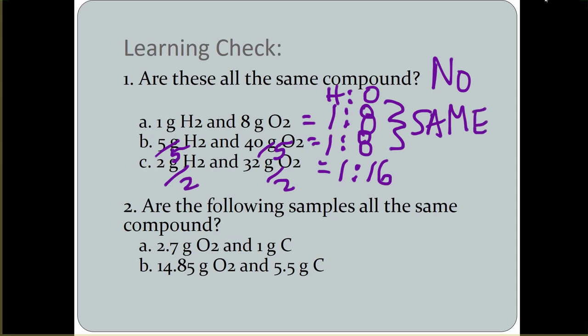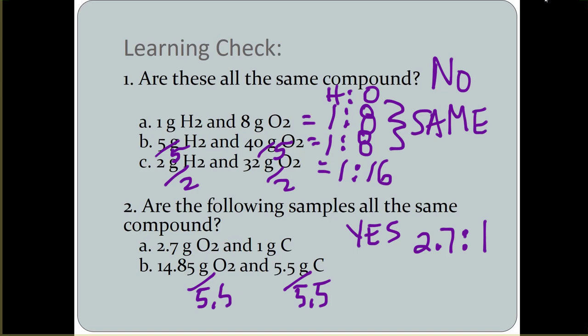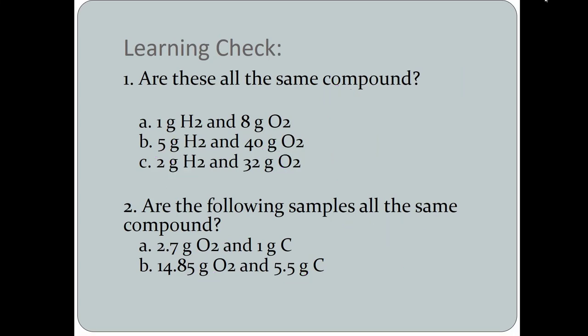So compound C is different, but A and B are the same because they have the same ratio by mass. And let's look at number 2. What did you get for that? You should have gotten that they are the same. So yes, they are the same compound. Notice that we do not always have to have a whole number ratio, and the 1 doesn't always need to come first. So this is a 2.7 to 1 ratio of oxygen to carbon. And if we divide through by the smallest number of the second one, we find that we have the same ratio, 2.7 to 1. So these are both the same compound.